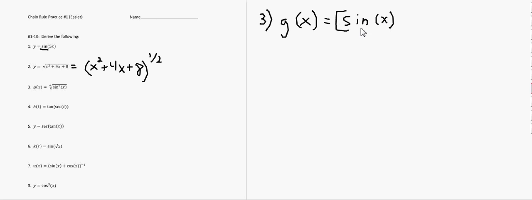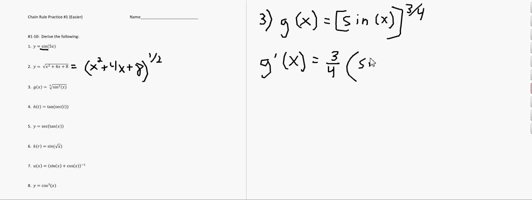So you can think of it like this. It's really sine of x to the 3/4. If you think of it like that, it's going to help you use the chain rule here. G prime, now you can see the inside function is sine, the outside function is to the 3/4 power. So when we derive it, we're going to derive the 3/4 power first. So we multiply by 3/4.